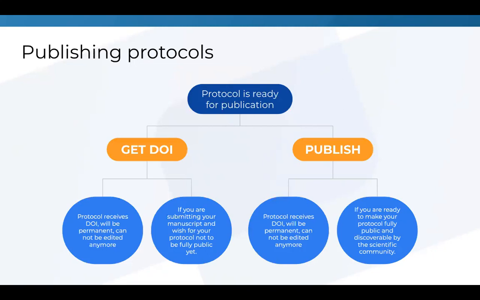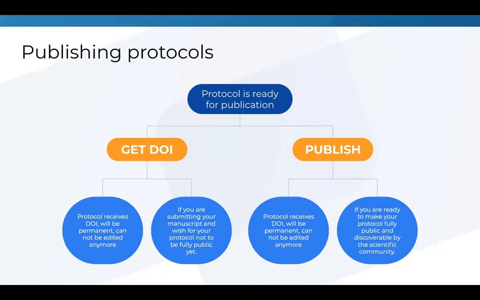In this case, you would click Get DOI, and this will make your protocol fixed because it gets a DOI, and you can no longer make any changes to the protocol. And the DOI will allow all reviewers to see that version of the protocol. And then the protocol will still be undiscoverable. So if somebody comes to Protocols.io and searches for your protocol, they will not be able to find it. So you can keep it private until your publication is out. And then once your paper is public, the protocol goes public too.